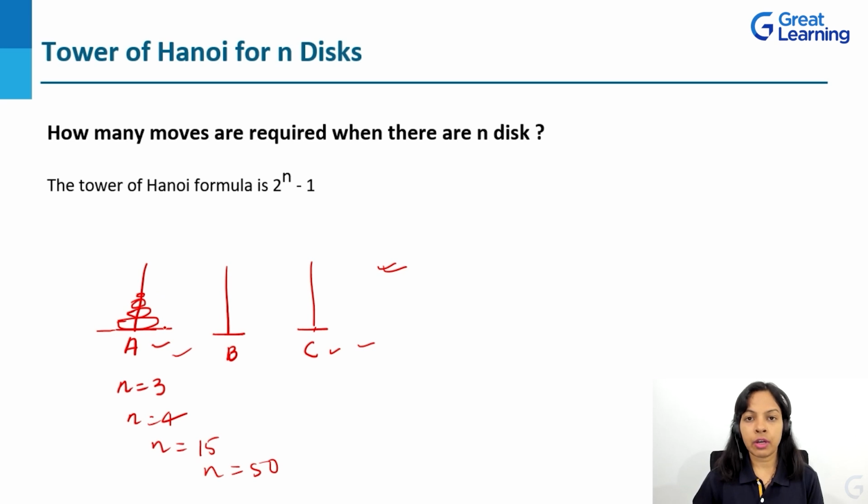That is, the greatest one will be at the end, the smaller above it, the smallest above that. In this same order, if you have to shift the disks from tower A to tower C and the number of disks is 50, then how many steps are required? It is difficult to count manually.